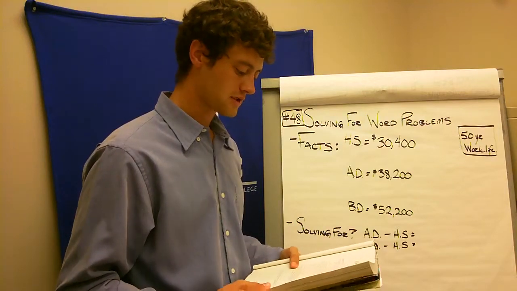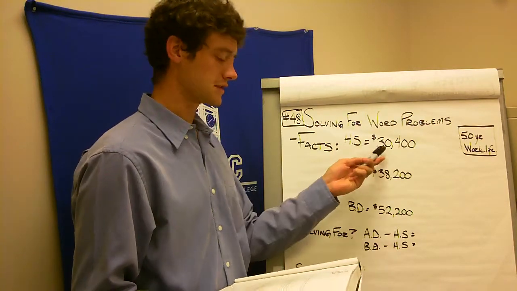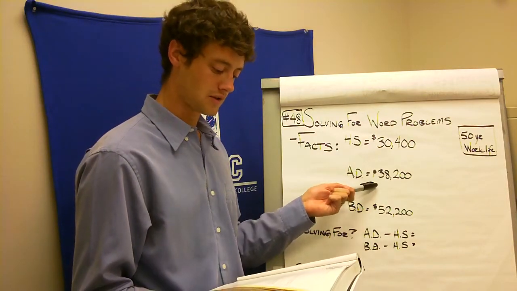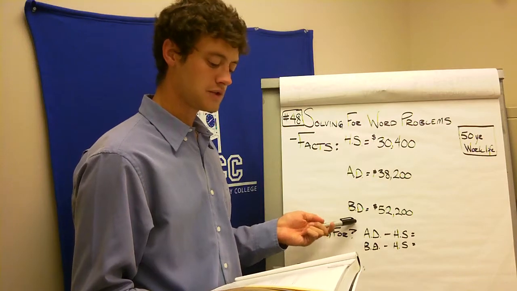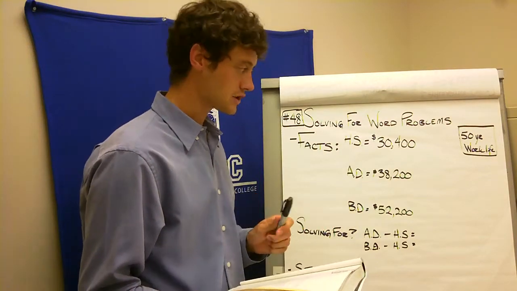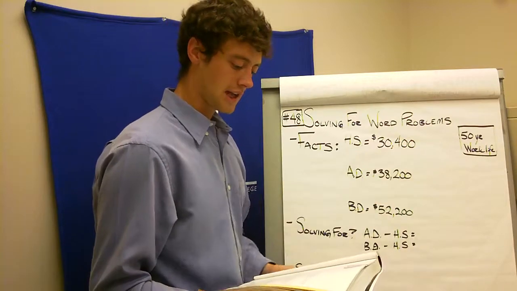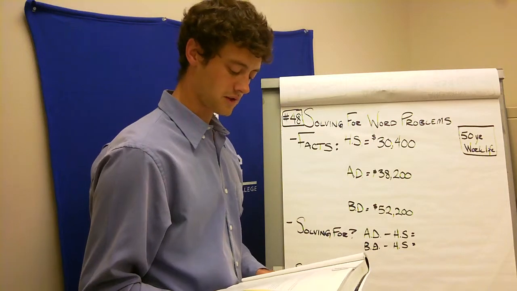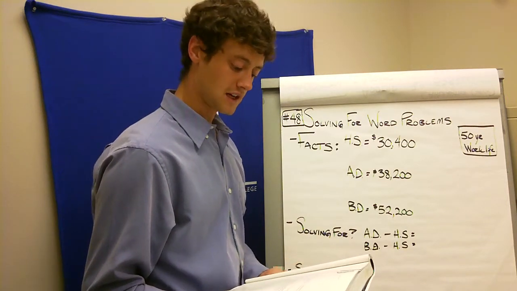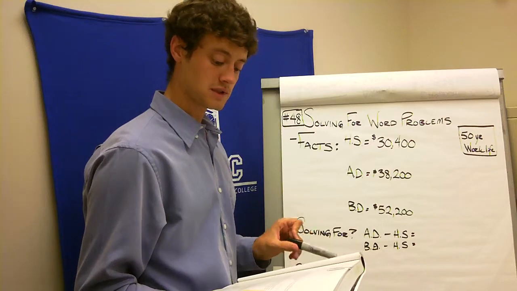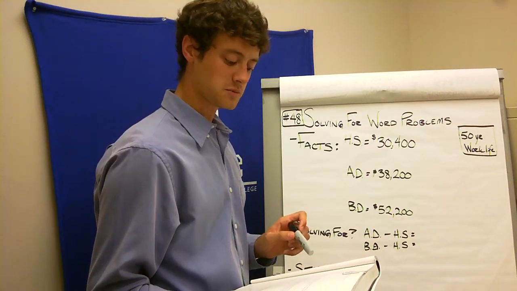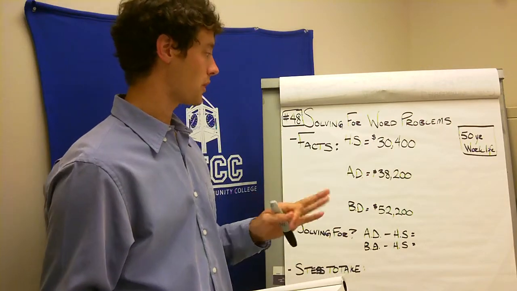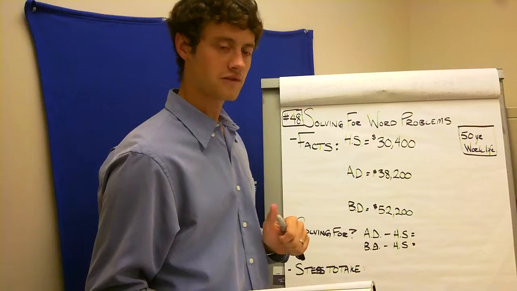In the U.S. Census Bureau study, high school graduates earned $30,400 a year. Associate's degree graduates earned $38,200 a year. Bachelor degree graduates earned $52,200 a year. Assuming a 50-year work life, calculate the lifetime earnings of a high school graduate, associate graduate, and bachelor degree graduate. What's the lifetime income difference between a high school graduate and an associate's degree? And then what's the difference between a high school graduate and a bachelor degree? So we have quite a few different things, but let's walk through our 4 steps.